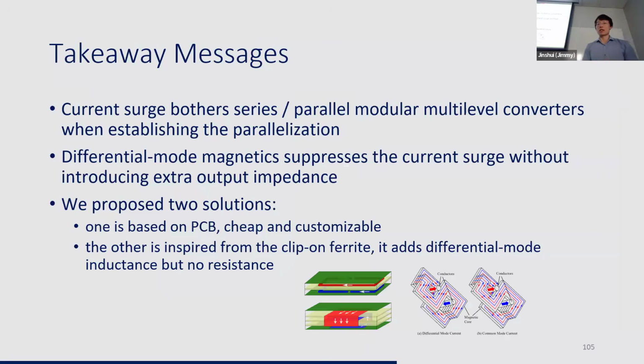So this is our work on intermodule magnetics. We first identified the current surge problem, and differential mode magnetics seems to be a decent solution. And our contribution is two compact magnetic designs. One is based on PCB. It's very cheap, and it's customizable. And the other one is inspired by clip-on ferrites, which can be added to any existing system without breaking it apart. Yeah, so do we have any questions?